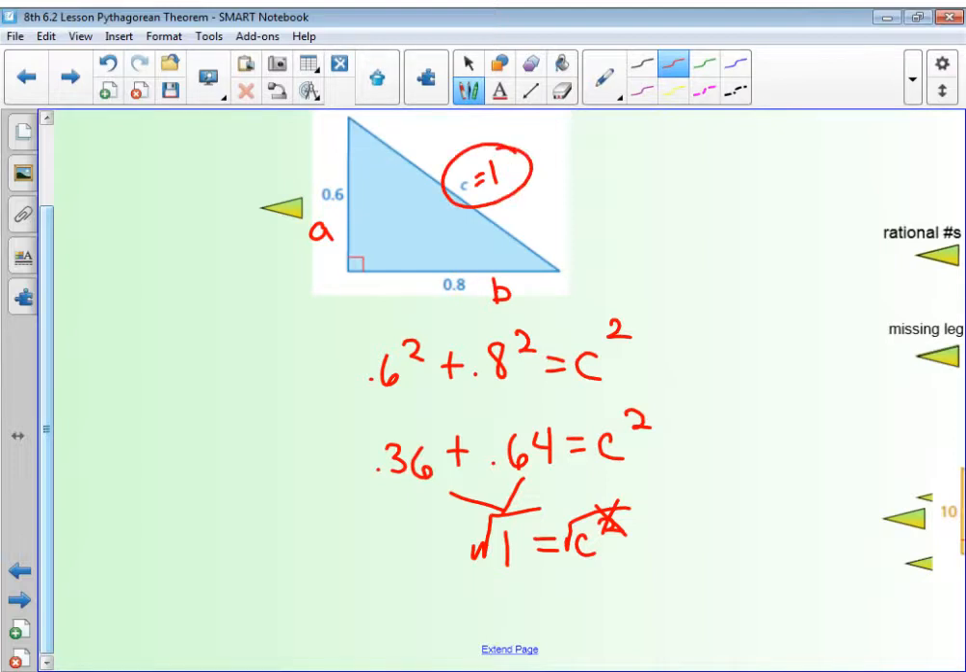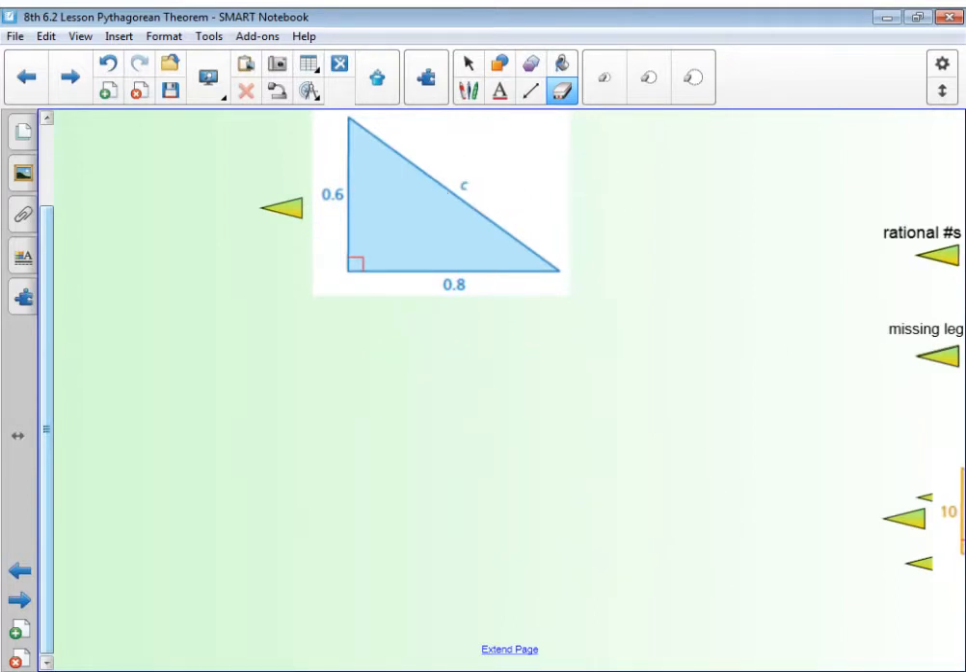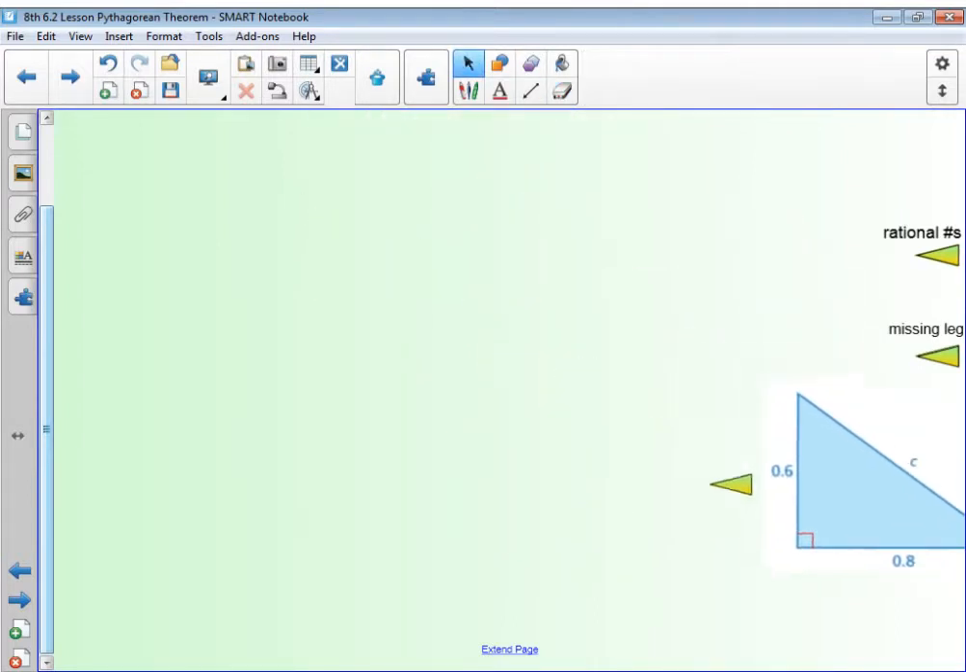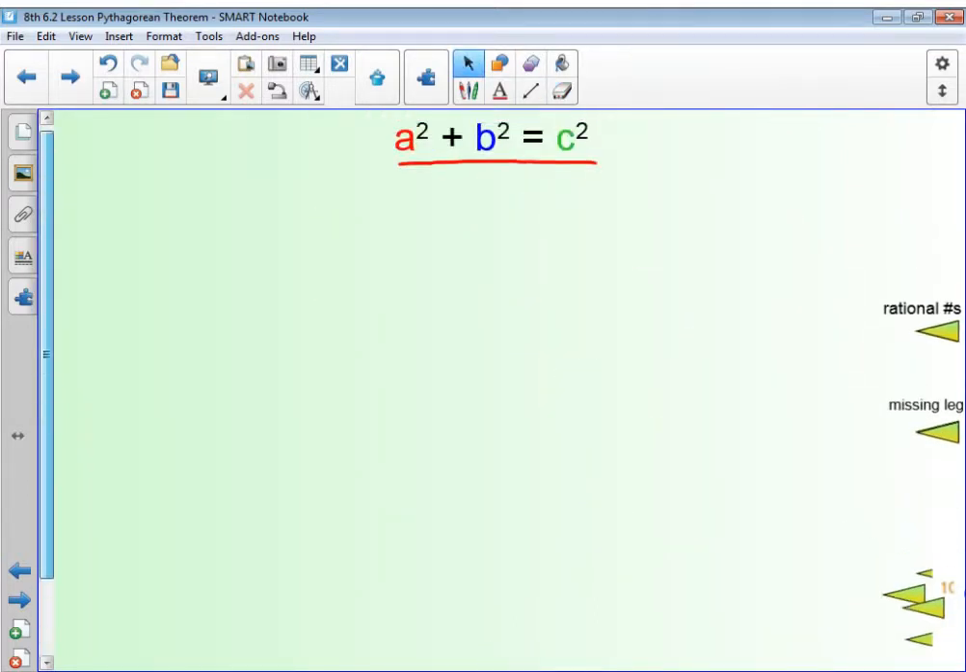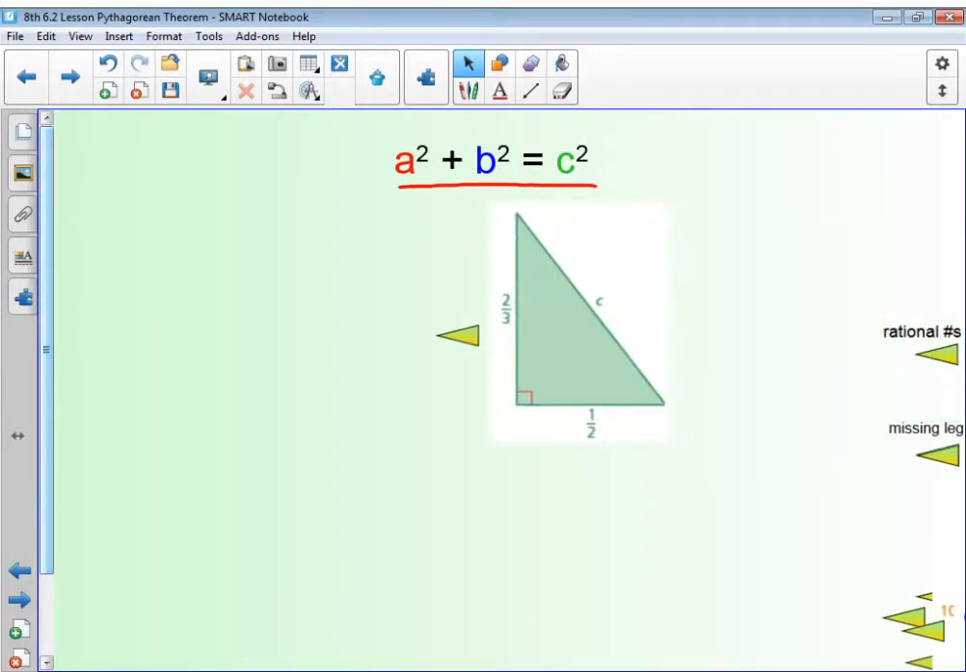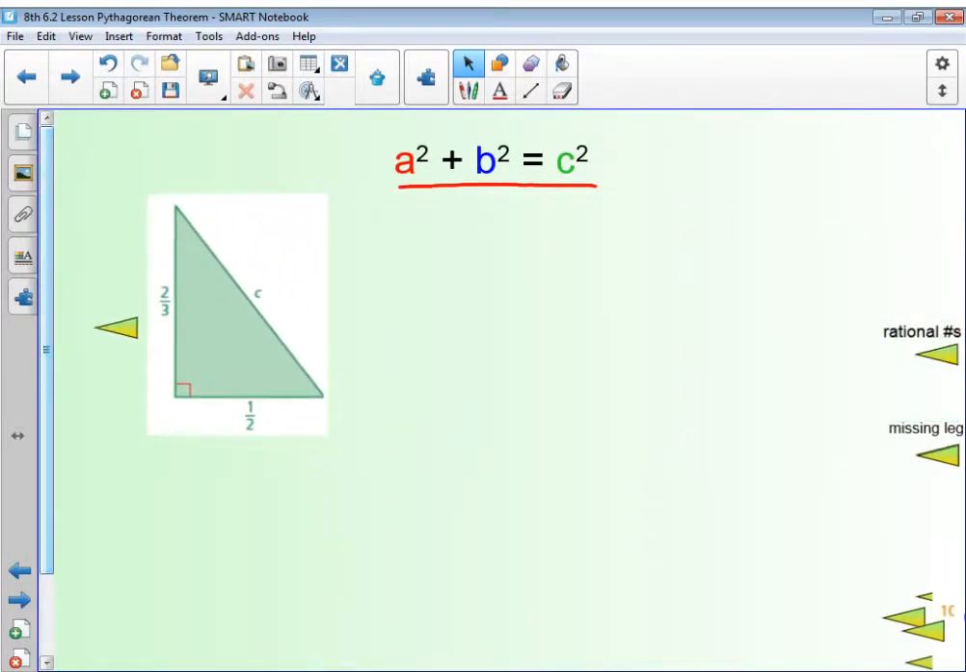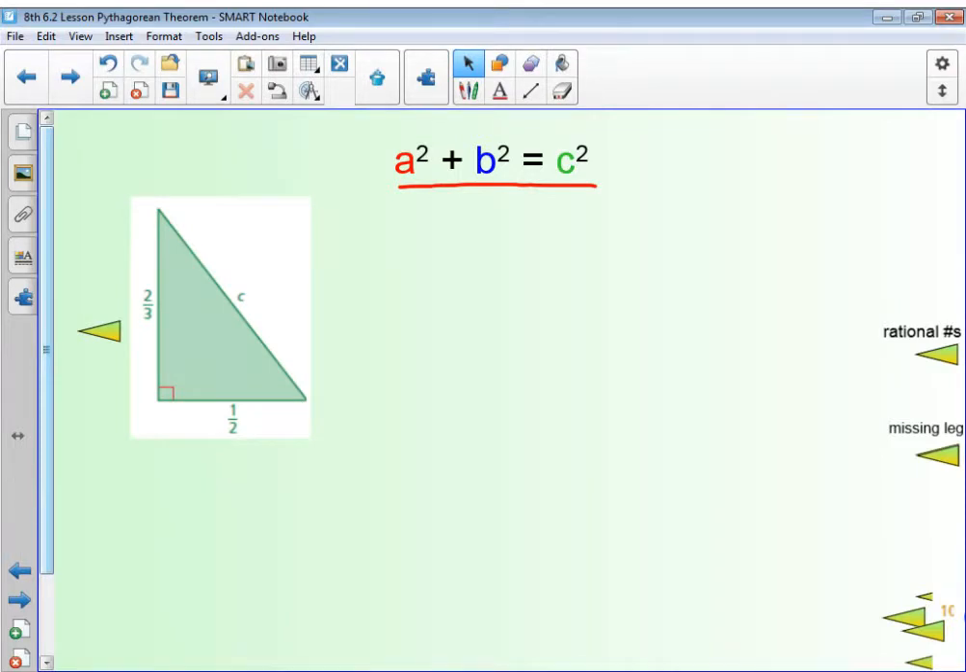Okay, that's the only time that you're going to have the same answer, if you have the square root of 1, then your answer would still be 1. Otherwise, you'll always get a different number. Okay, so let's try another one of these. This time the rational numbers are working with fractions. Plug it in. We're still going to plug it into that equation.